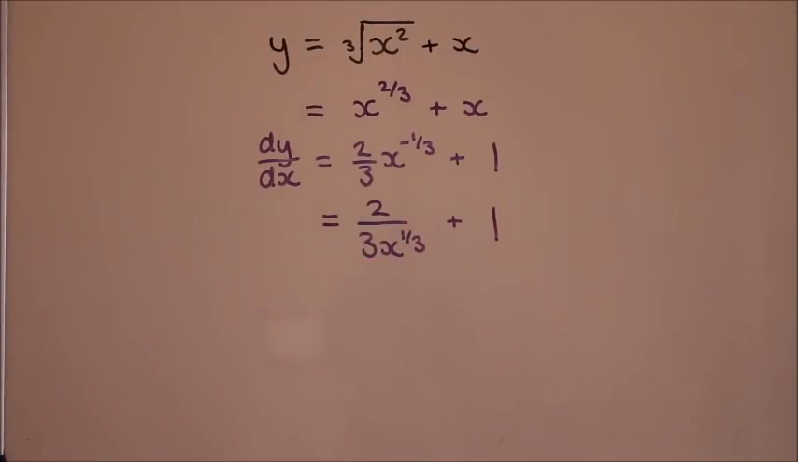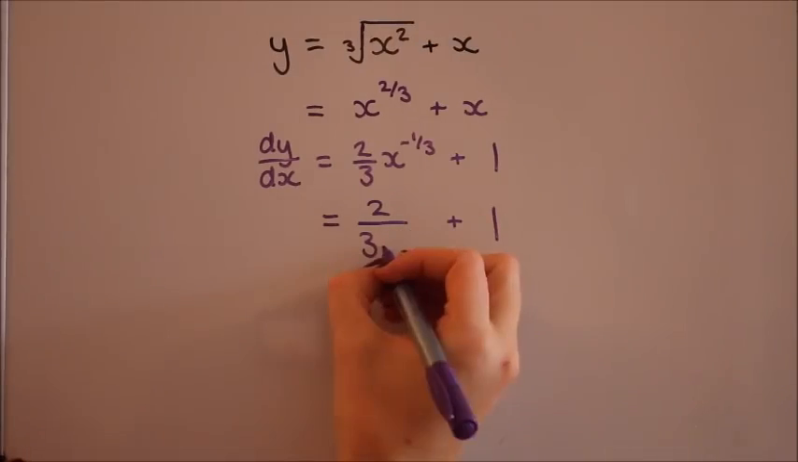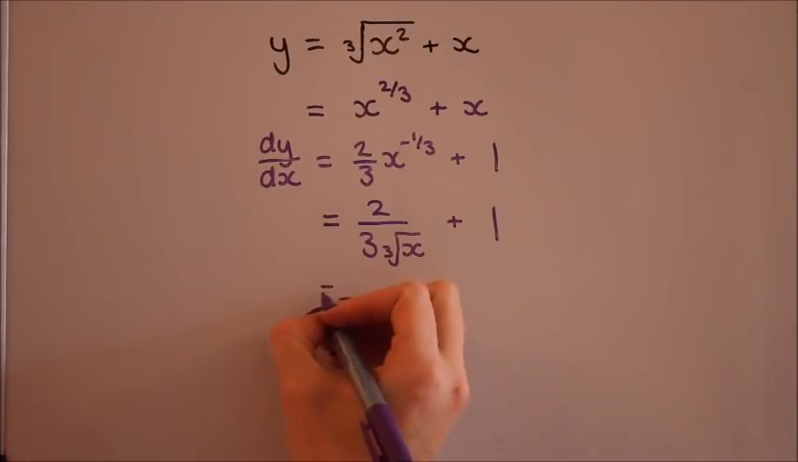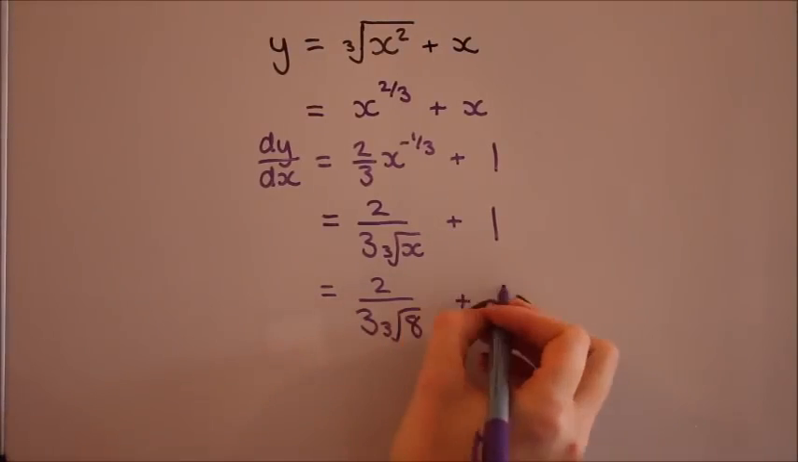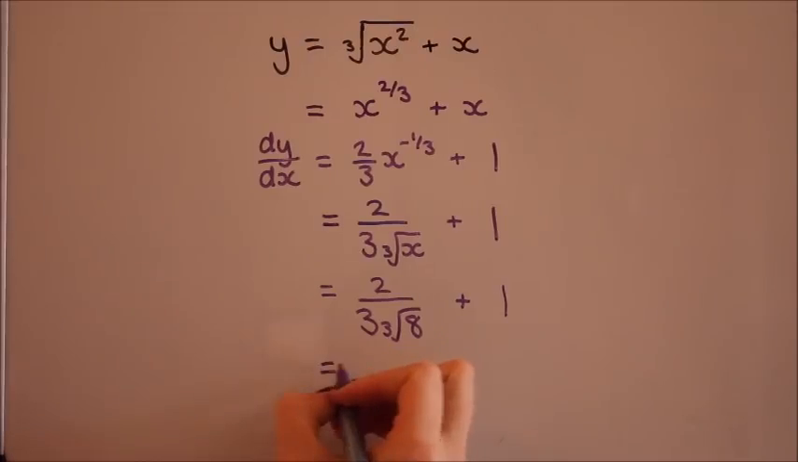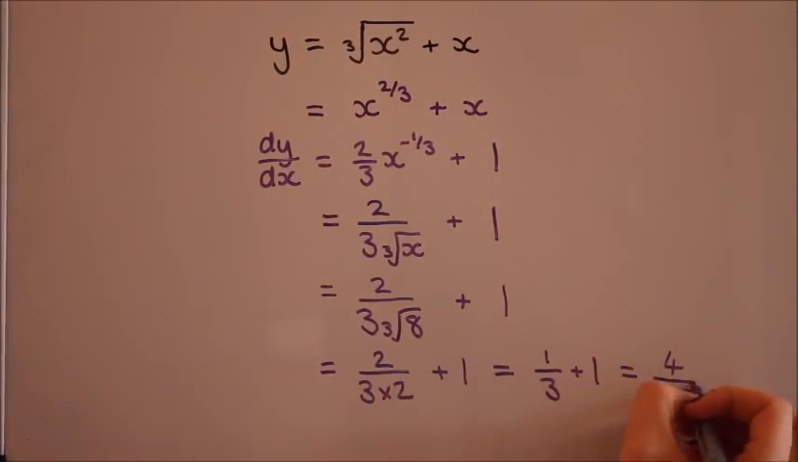And we can go one step further and write that x to the power of a third as the third root of x. Okay, now it's written like that, we can use it a little bit easier. So let's substitute 8 in. The third root of 8 is 2, so when x is 8, the gradient is 4/3.